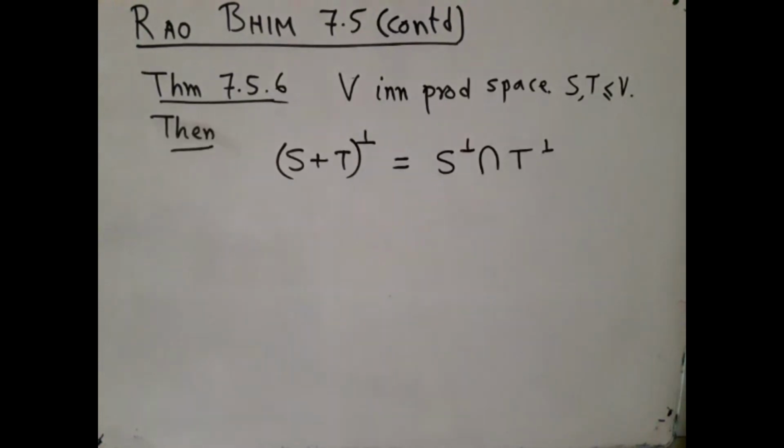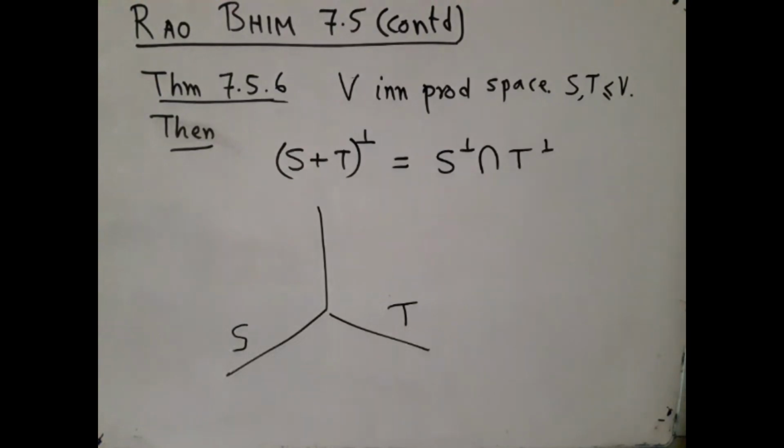The next theorem says that suppose I start with an inner product space and two subspaces S and T. Now I have to work with subspaces. Then the orthogonal complement of S plus T, (S plus T) perp, is the same as the orthogonal complement of S intersection the orthogonal complement of T. It will be better to visualize this result first before we start proving it.